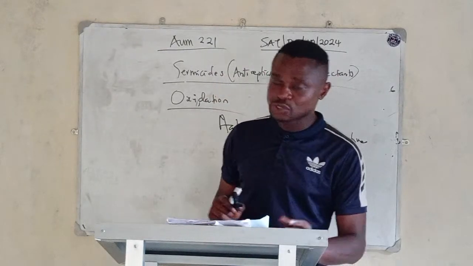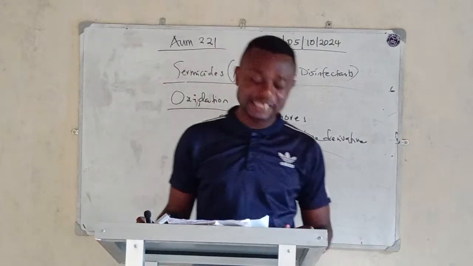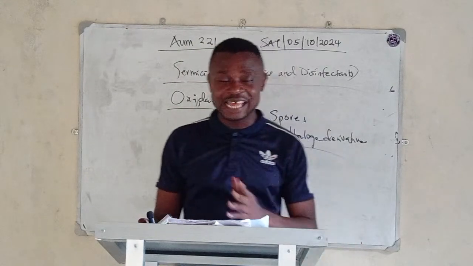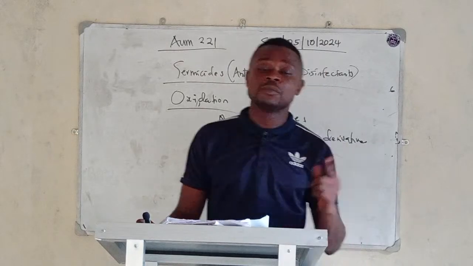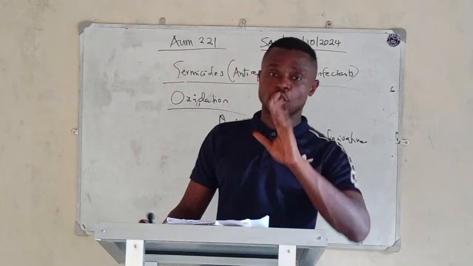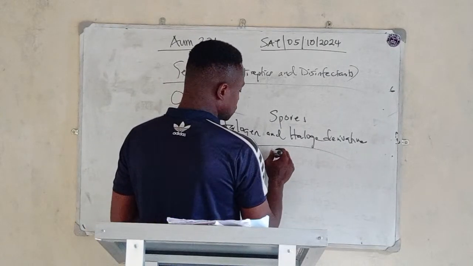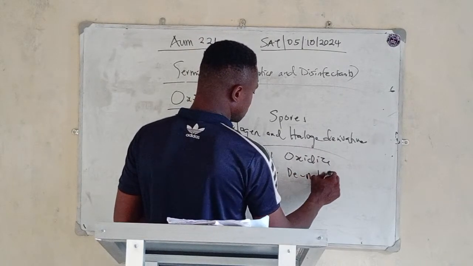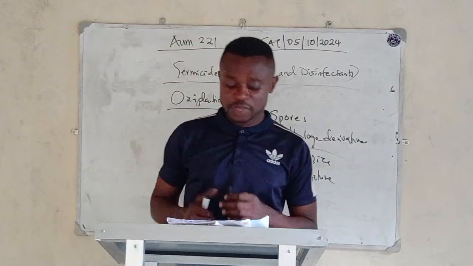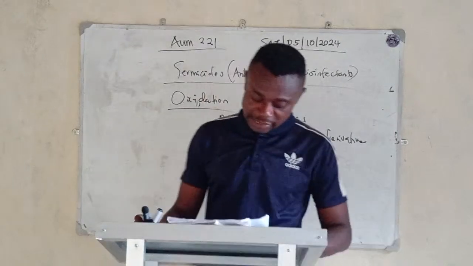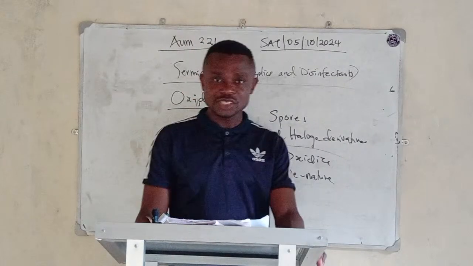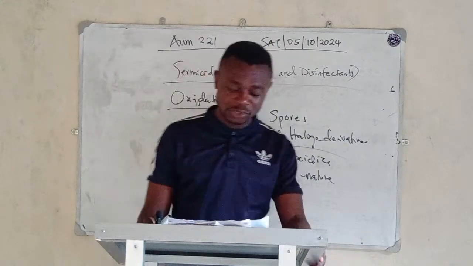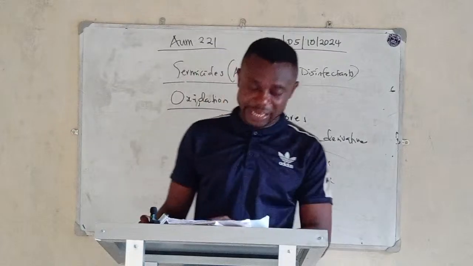Then next, there are also groups of these disinfectants that target the proteins and enzymes of these microbes. What they do, they denature, some oxidize, some denature the microbial protein and enzymes. Then some target the integrity of the microbial membrane. They interfere with the permeability of the microbial membrane.